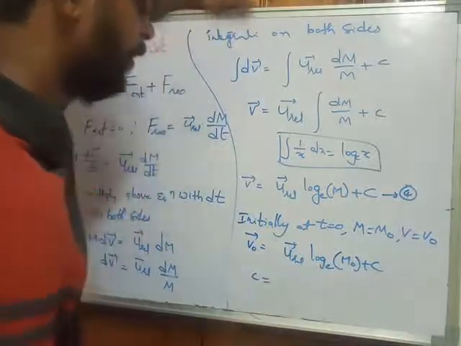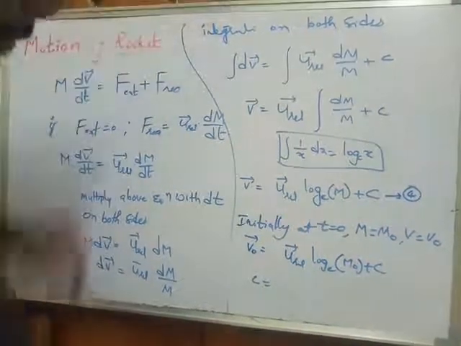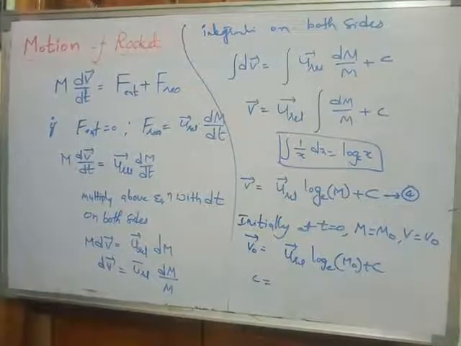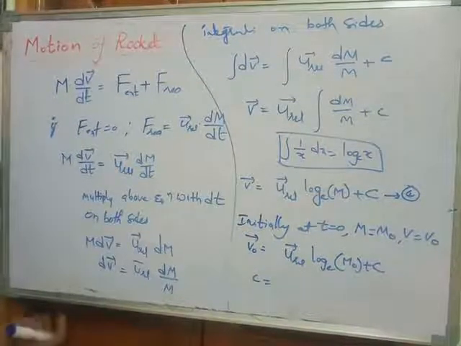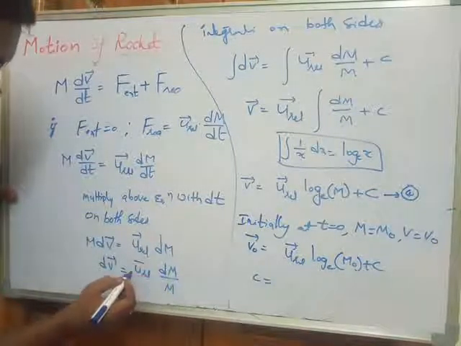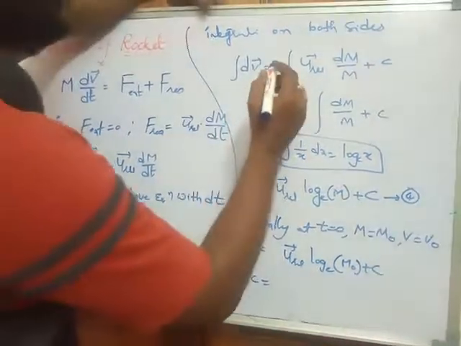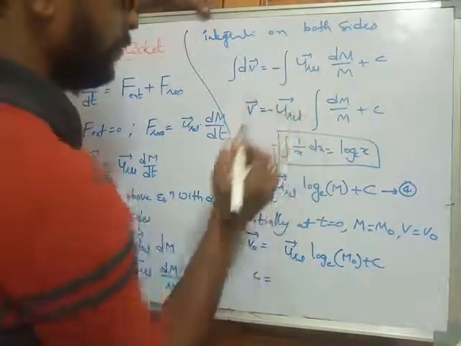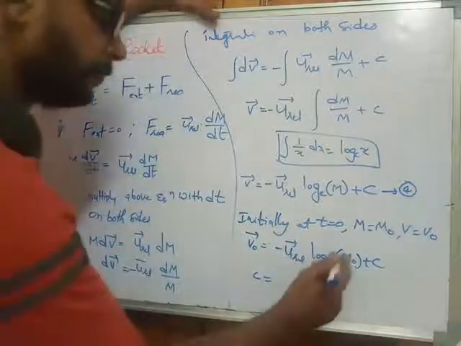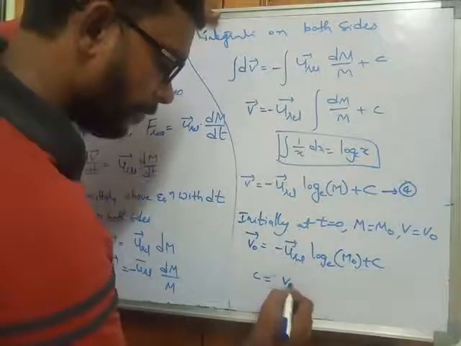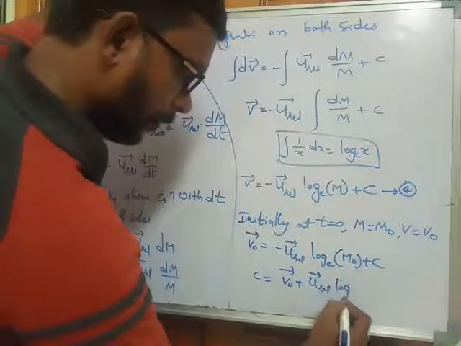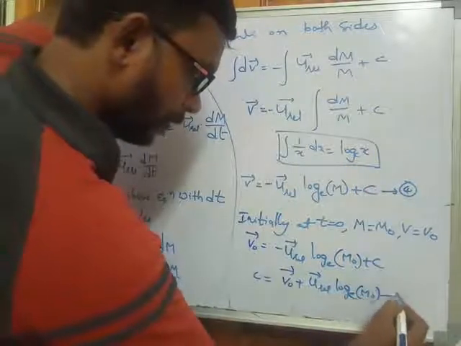C is equal to, and one more very important thing you have to remember here: mass is decreasing. Since mass is decreasing, in place of dm you have to take minus dm. So finally we'll get minus here, minus here, and minus here as well. So from this equation, c is equal to v naught bar plus relative velocity into log e m naught.